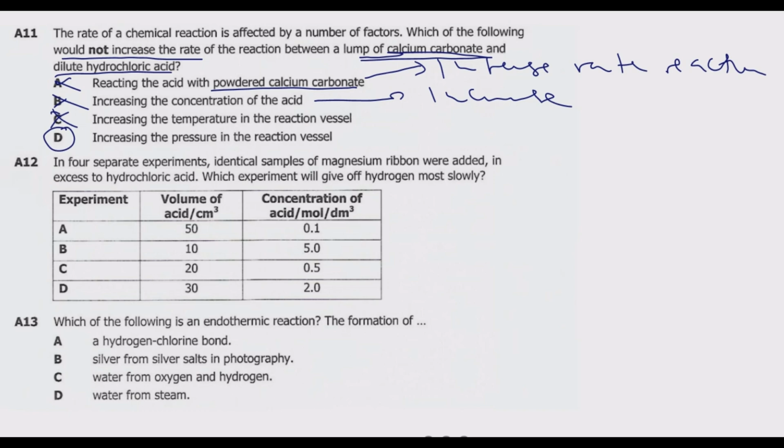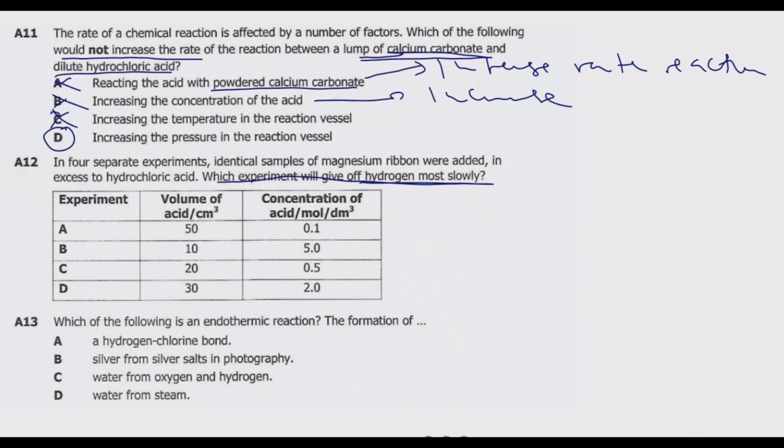We move to question 12. In 4 separate experiments, identical samples of magnesium ribbon were added in excess to hydrochloric acid. Which experiment will give off hydrogen most slowly? So because this is to be slow, it means the rate of reaction will be very slow or weak, because the concentration is less. So we need to look for the experiment which would give us this.